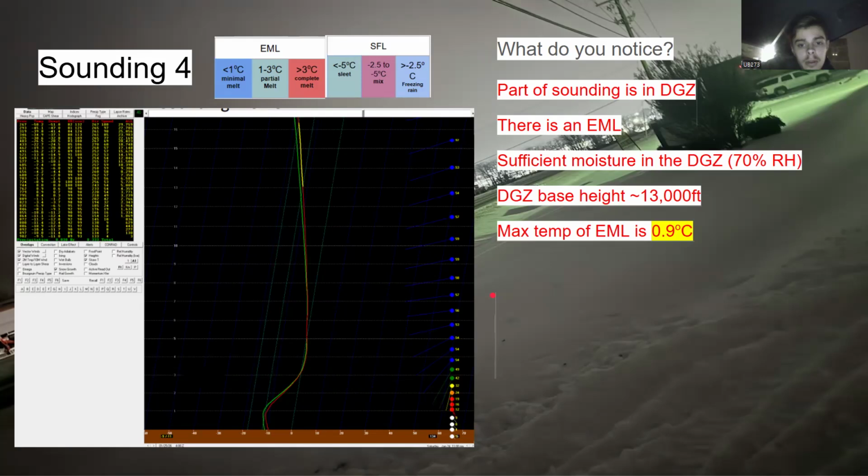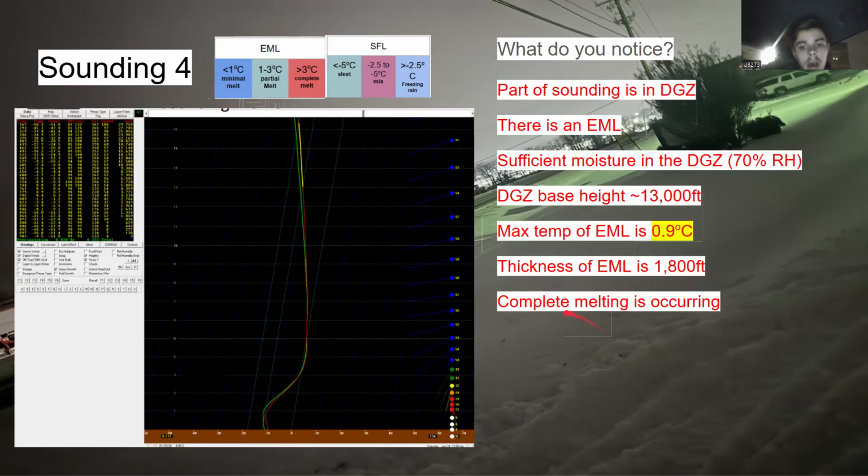So the max temp is just 0.9. That is less than 1 degree, so minimal melting will occur. Thickness is not that big at all. That says complete melting occurs. That's wrong. Sorry, it's minimal melting. I did copy and paste and I forgot to change it.